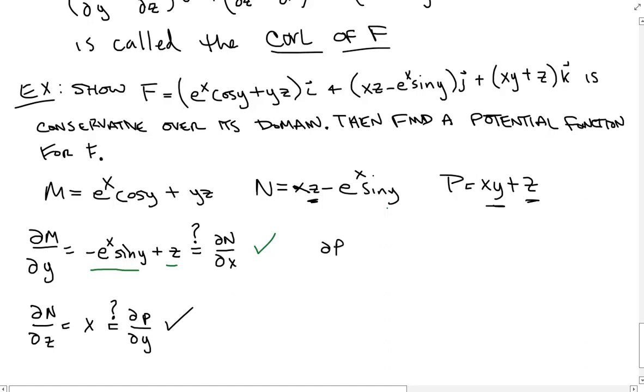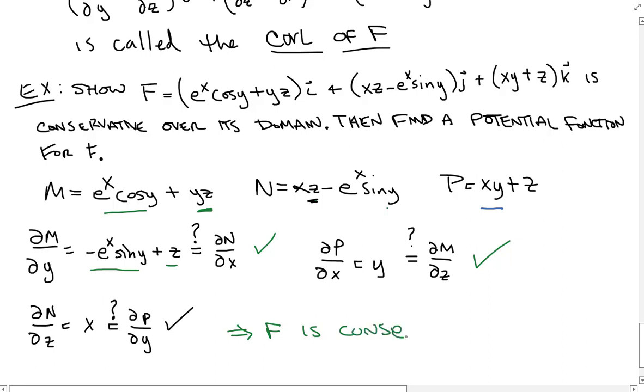Partial derivative of p with respect to x. So looking at p with respect to just x, that derivative there would be 1 times y, so that's y. And then we want to ask, does that equal the partial derivative of m with respect to z? So looking back over here at m, z is only right here. So derivative of this term would be 0. And derivative with respect to z here would be y times 1. So yes. Alright, so we checked all three, and so we can conclusively say F is a conservative field. And so that part's done.